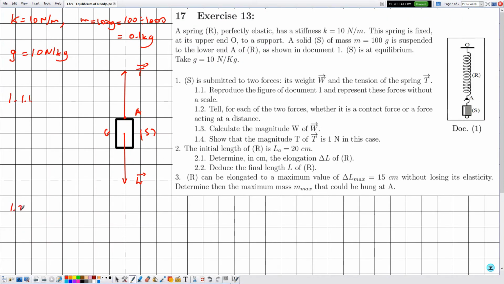Now in 1.2, we need to tell for each of the forces whether it's a contact force or a force acting at a distance. We know that the only 3 forces acting at a distance are the gravitational, the electric, and the magnetic, so the weight is acting at a distance. And all other forces are classified as contact forces, and in particular the tension T.